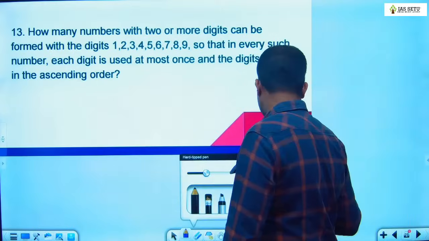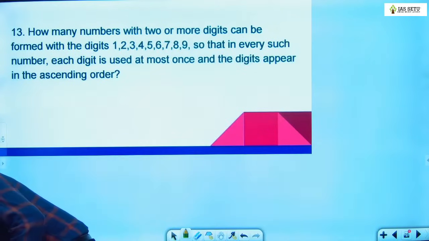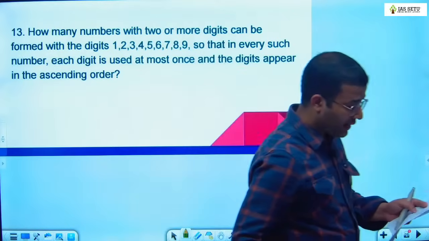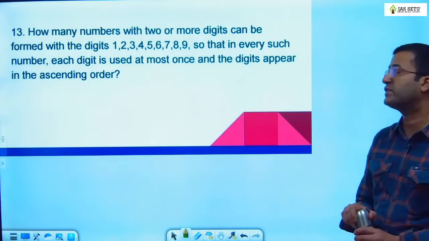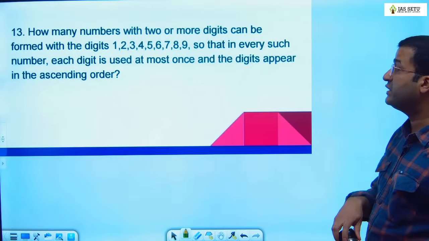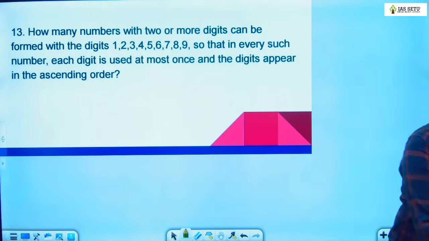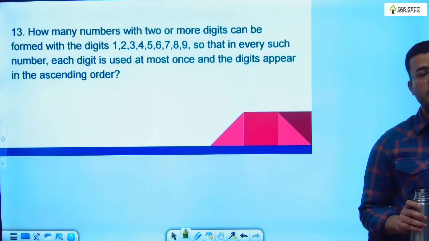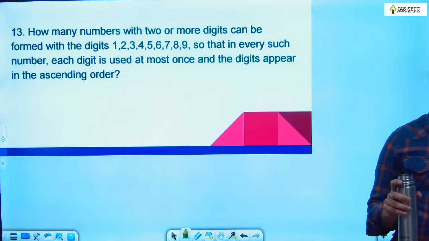Here the question is, how many numbers with 2 or more digits can be formed with the digits 1 2 3 4 5 6 7 8 9, so that in every such number each digit is used at most once and the digits appear in ascending order. This is a CAT previous year question, very very important. There are 2-3 things you have to observe.